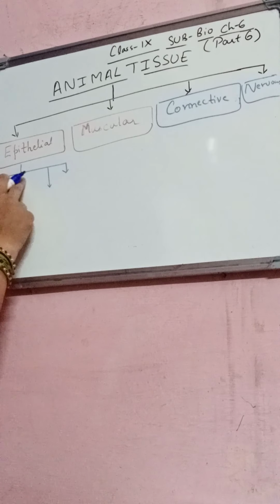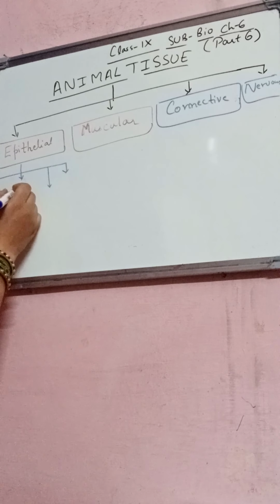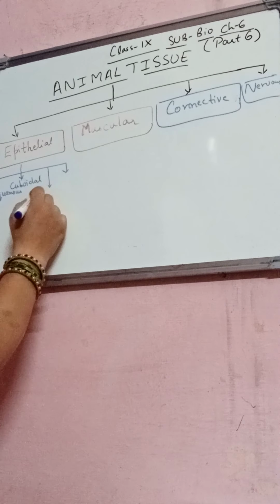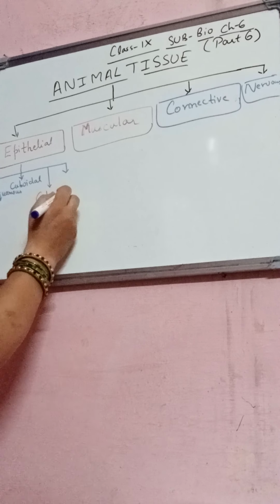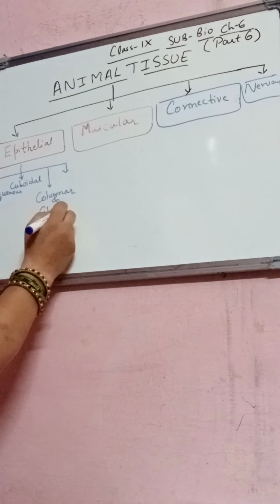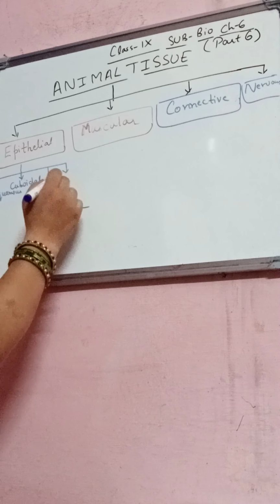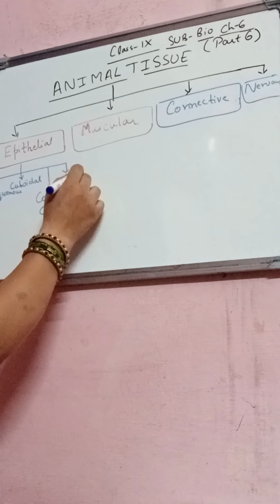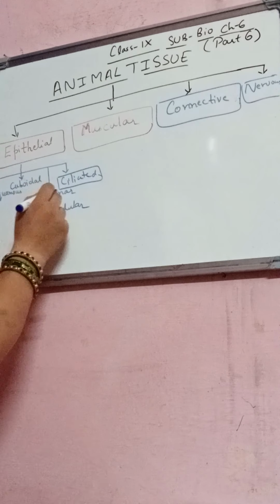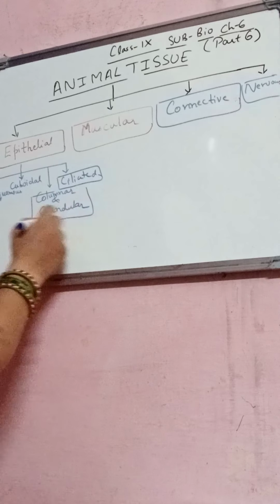So number 1 is the squamous. Number 2 is cuboidal. Number 3 columnar and glandular. And number 4 is ciliated. So these are the types of epithelial tissue.